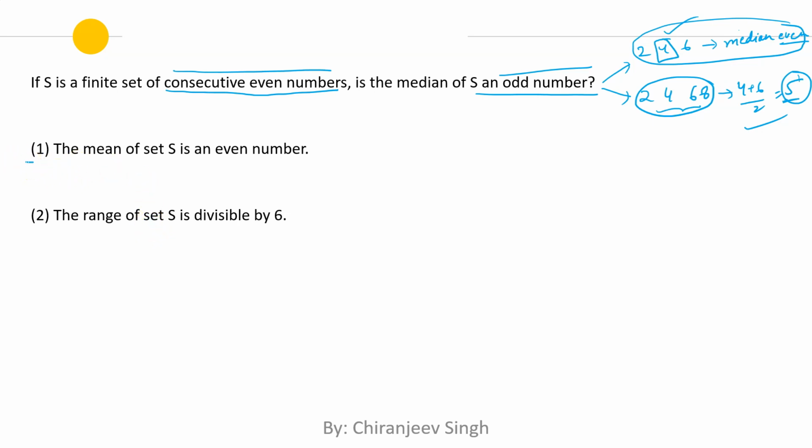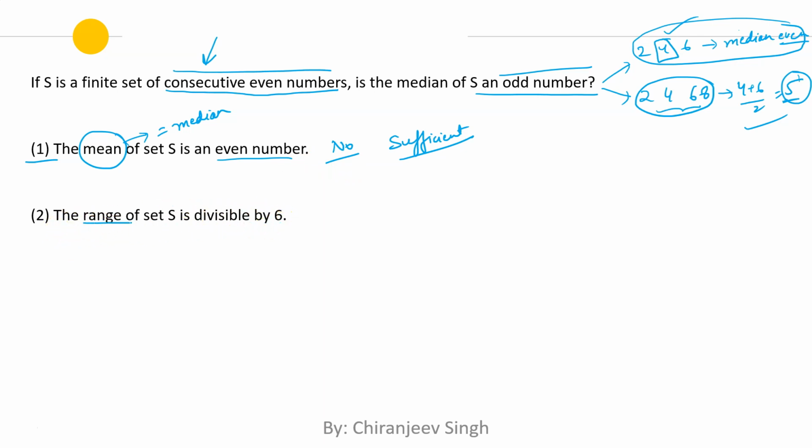Okay, then I went to information statement one. It says the mean of set S is an even number. What do I do with the mean? I'm concerned with the median. Then I realize, oh, it's talking about consecutive even numbers. So it's an evenly spaced out set. Now in an evenly spaced out set, I know that mean is equal to median. So if the mean is even, for sure, the median is also even. So we have a conclusive no. So this is sufficient.